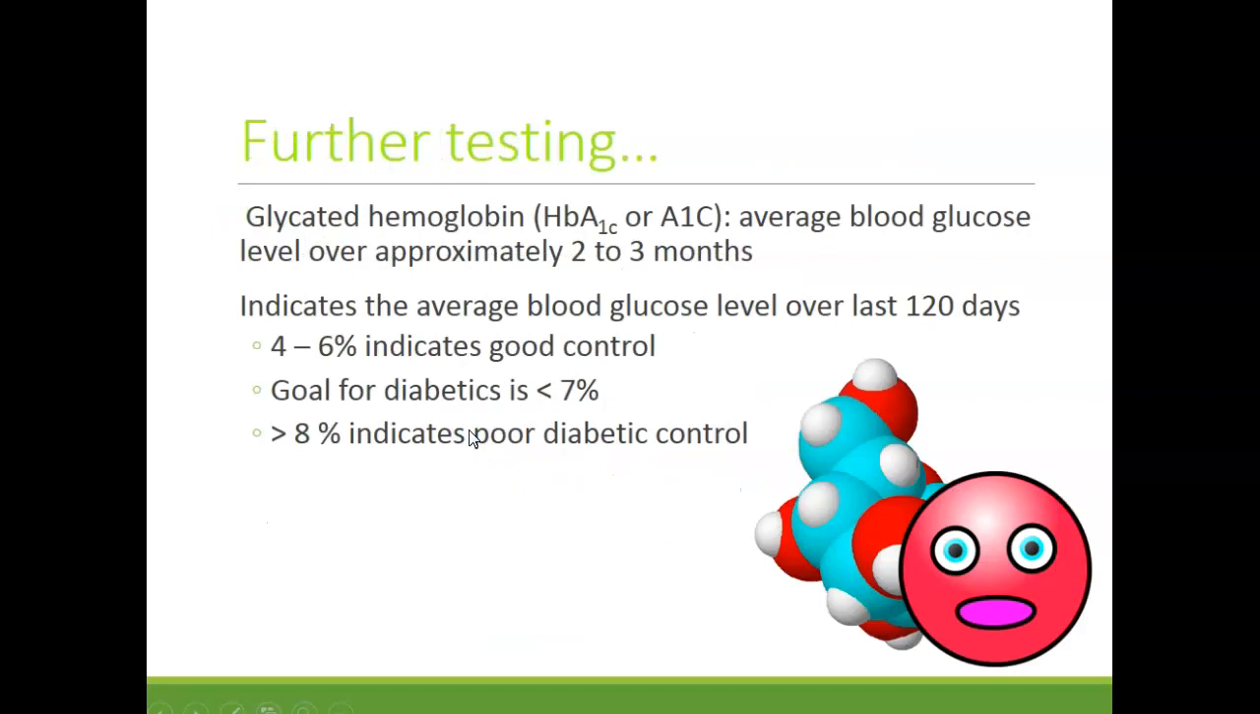Further testing, the glycated hemoglobin, you might see it as HbA1c or A1c. This looks at an average blood glucose level over approximately 2 to 3 months. It will indicate glycemic control. 4 to 6 is good control for non-diabetics. Goal is less than 7 for diabetics, and greater than 8 indicates poor diabetic control.